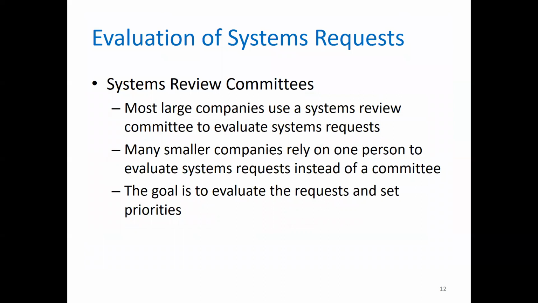Systems review committees. Most large companies use a systems review committee to evaluate systems requests. Many small companies rely on one person to evaluate system requests instead of a committee. The goal is to evaluate the request and set priorities. So like mentioned earlier, all systems requests go through the systems review committee. However, in small organizations it becomes difficult to have a committee. Therefore, one person may evaluate the system request form.